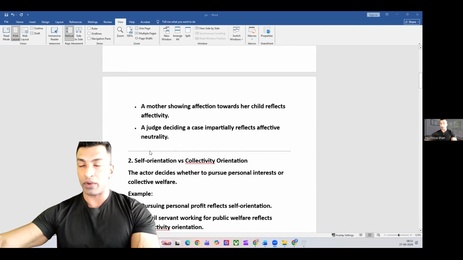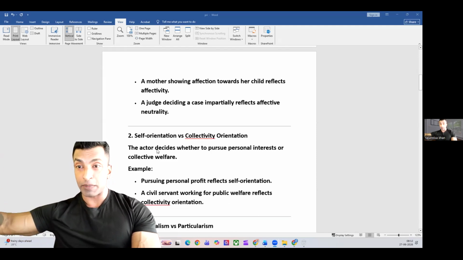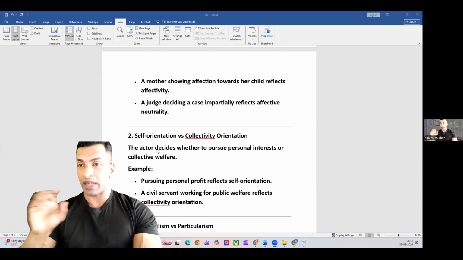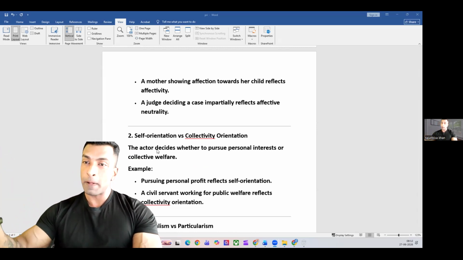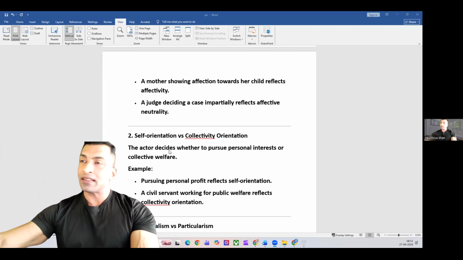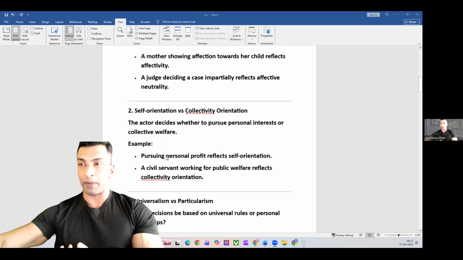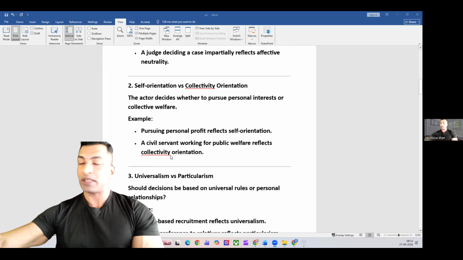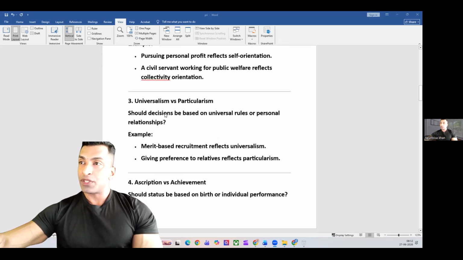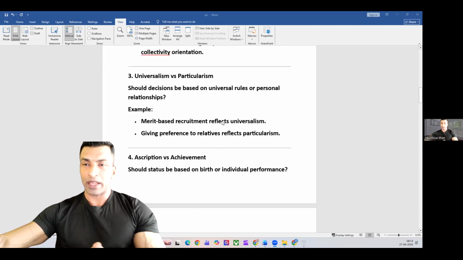Self-orientation versus collective orientation. So guys, I've given the detailed explanation and everything in the notes. Go through that, but here I'm quickly going through the topic because you need to see what needs to be covered. That's the only purpose here. So here, the actor decides whether he should go with personal interest or collective welfare. For example, pursuing personal profit reflects self-orientation. A civil servant working for public welfare reflects collective orientation. Now, universalism versus particularism. Should decisions be based on universal rules or personal relationships, right? So you can go through the example.